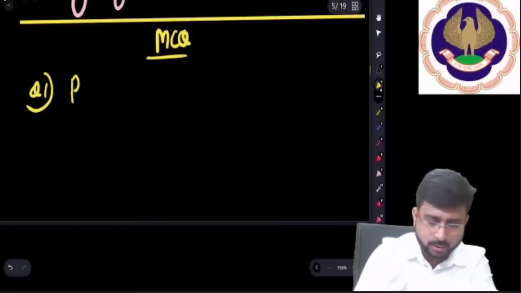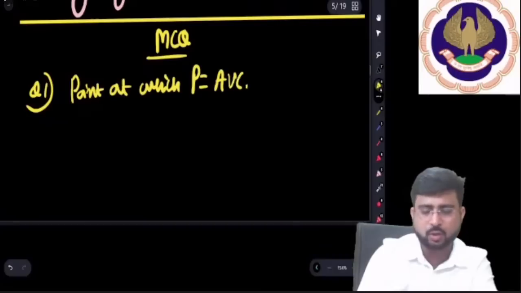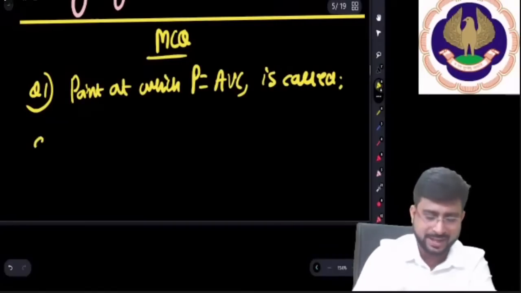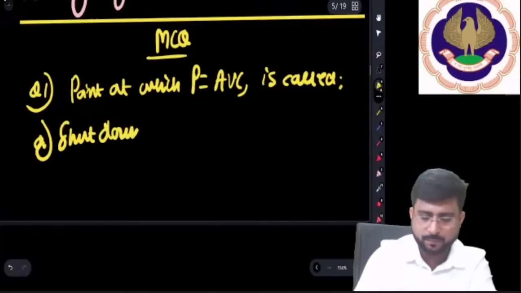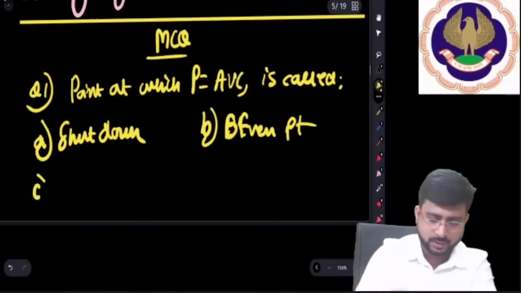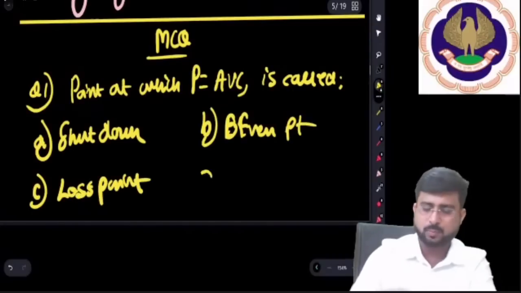The point at which price is equal to average variable cost is called: A, shutdown point; B, break even point; C, loss point; D, profit point.